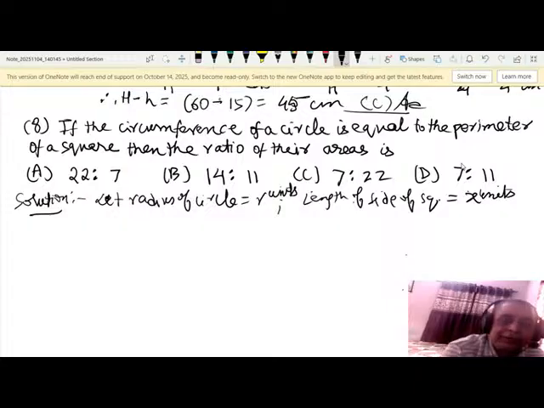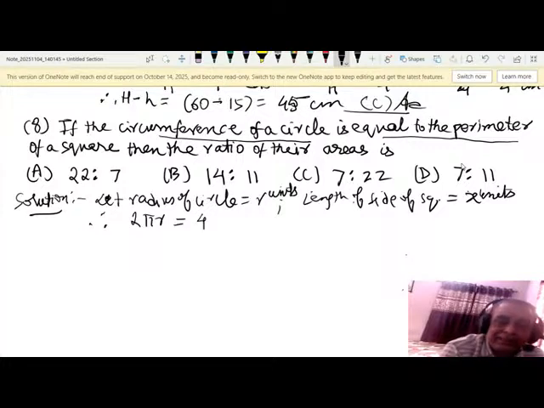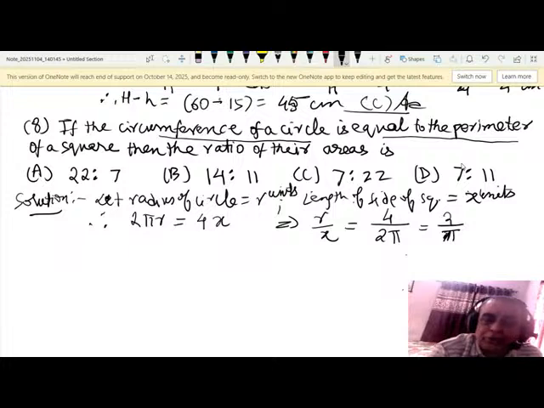It is told to us that the circumference of the circle is equal to the perimeter of the square. The circumference of the circle is 2 pi r, which will be equal to the perimeter of the square, that is 4x. So from here we get r by x: moving 2 pi to the right side and dividing numerator and denominator by 2, it is 2 divided by pi. That is the value of r by x.